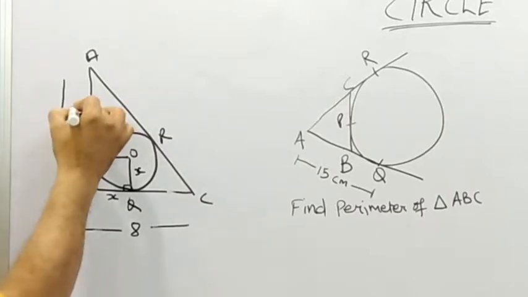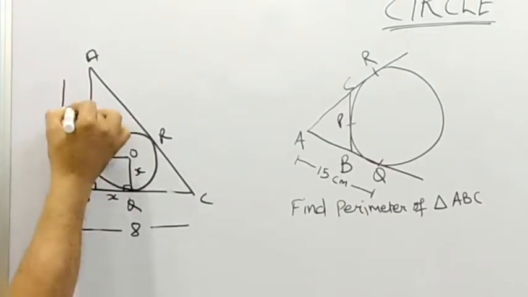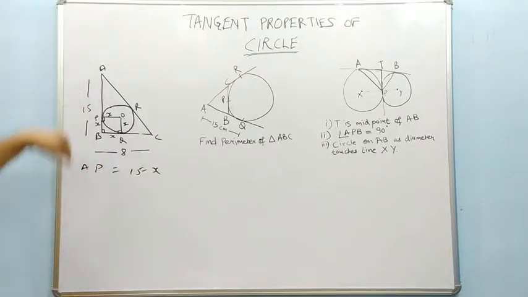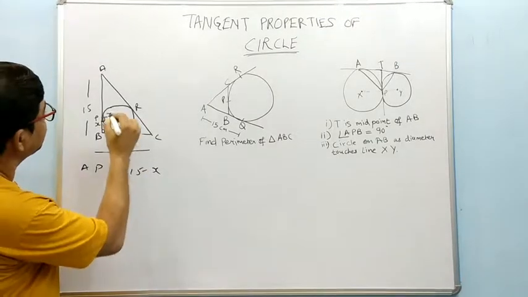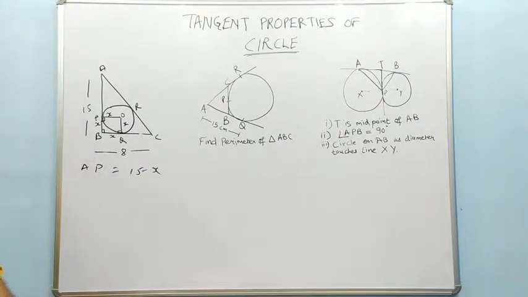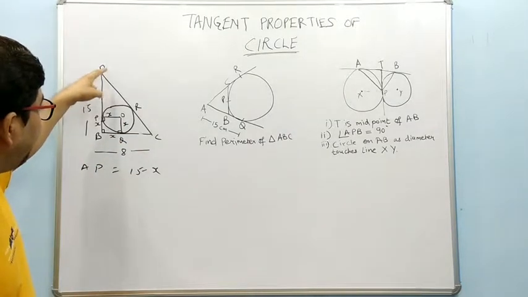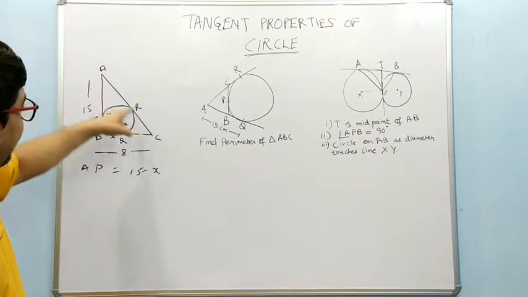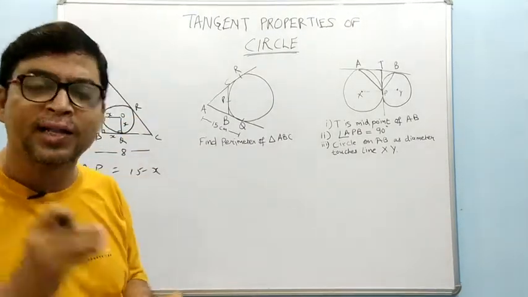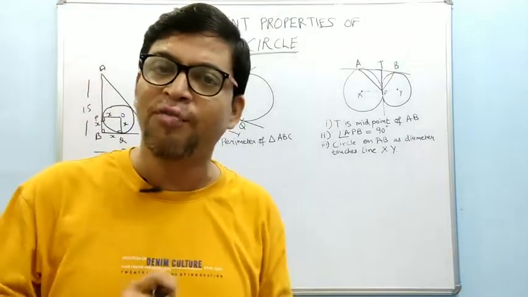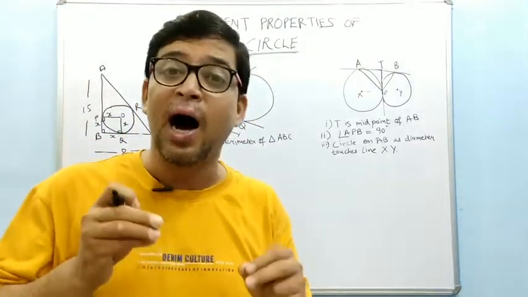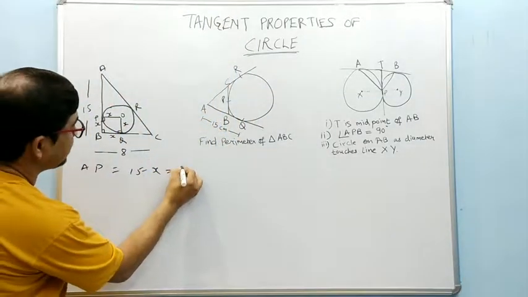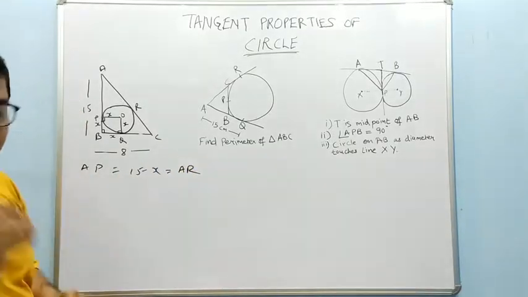Now proceed. This is going to be 15 minus x. AP is equal to 15 minus x, because the complete side is 15. And from A, two tangents are drawn to this circle, that is AP and AR. And we just saw in the theorem that the lengths of tangents drawn from an external point to a circle are equal in length. So we can write AR is equal to AP, which is 15 minus x.